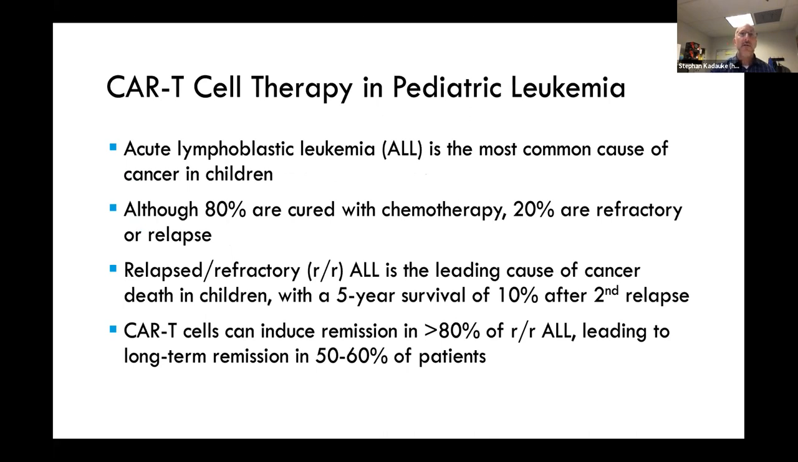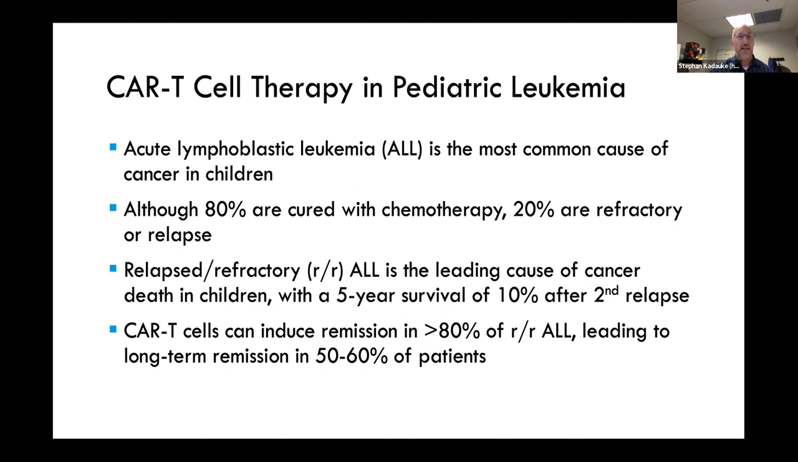Acute lymphoblastic leukemia, or ALL, is the most common cause of cancer in children. And although 80% of kids with ALL are cured with chemotherapy, 20% are refractory, or they have a relapse. And relapsed or refractory ALL is the leading cause of cancer death in children, with a 5-year survival of only 10% after the second relapse.